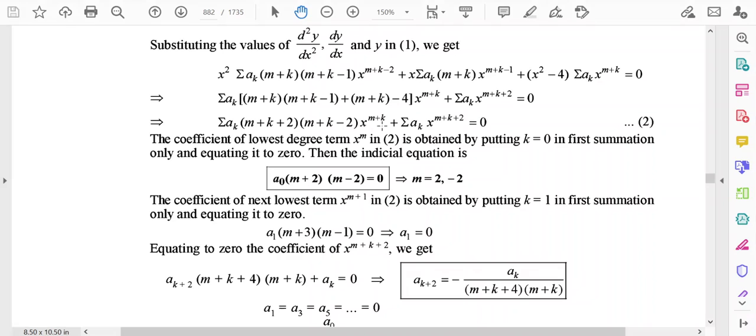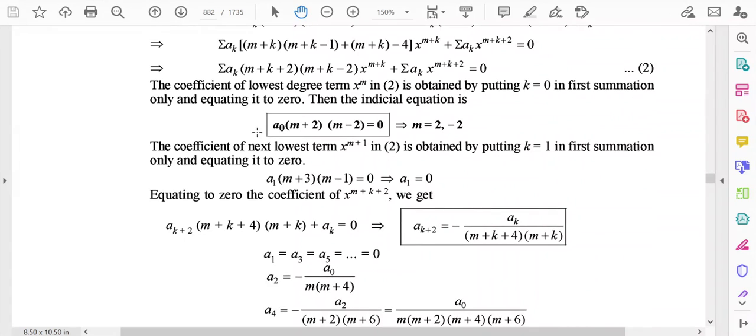So what we can do, we can write k plus 2 in place of k. If we write k plus 2 in place of k, then this will also be m plus k plus 2. Here is also m plus k plus 2. So in the first summation, we have to write k plus 2 in place of k. So then we can have this equation, that is we are writing k plus 2 in place of k.